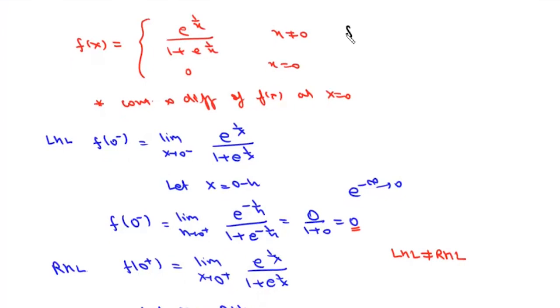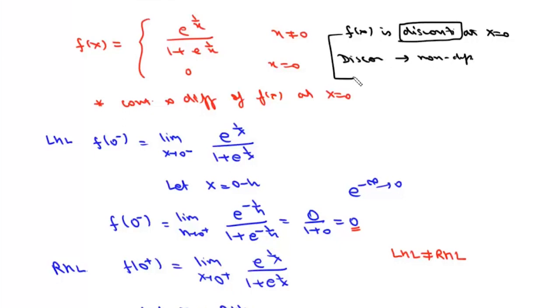So this function f(x) is discontinuous at x equal to 0. Now we know that discontinuity implies non-differentiability. So if a function is discontinuous at any point, then at that point it must also be not differentiable. So without even solving, we'll say this function f(x) is not differentiable at x equal to 0. So in case a function is discontinuous at a point, then we'll not even check differentiability, we'll straight away say this function is going to be non-differentiable at that point.